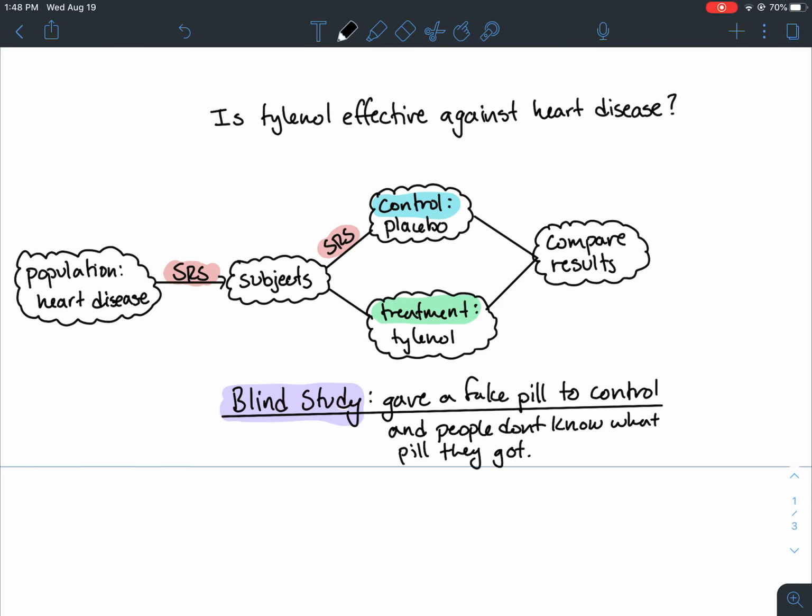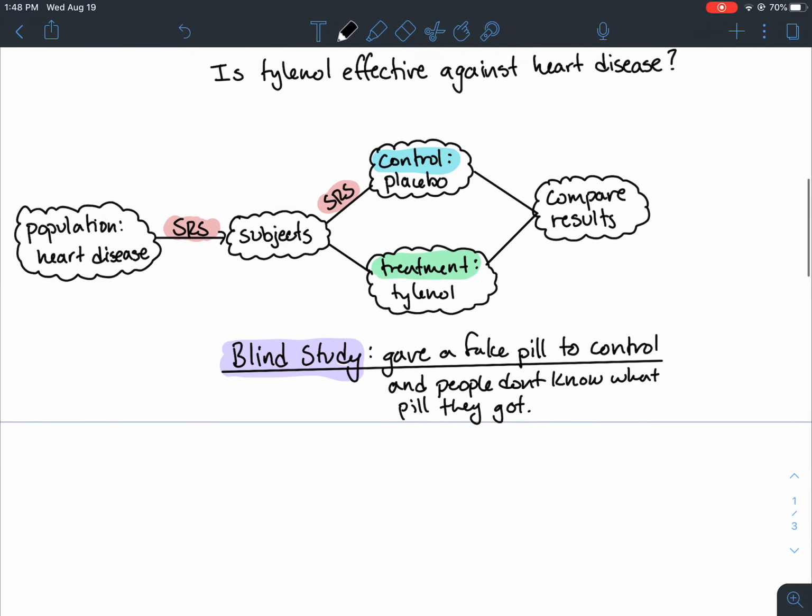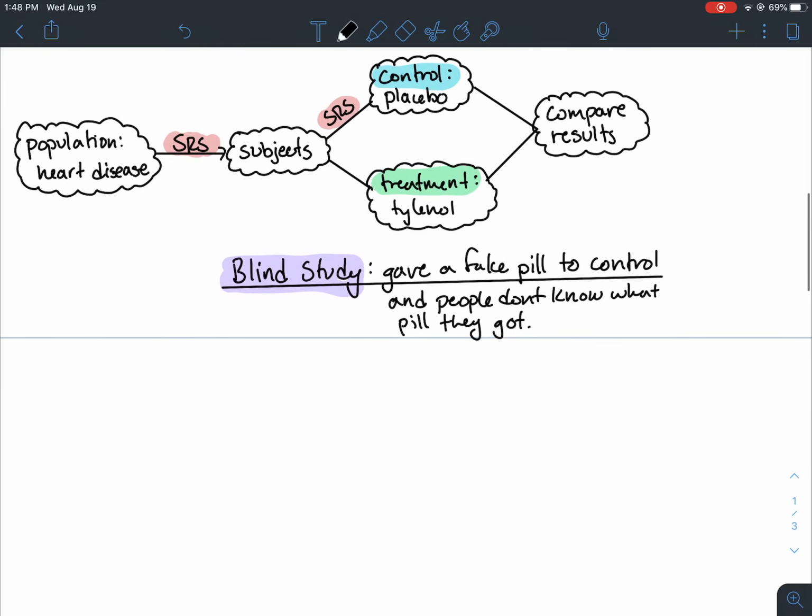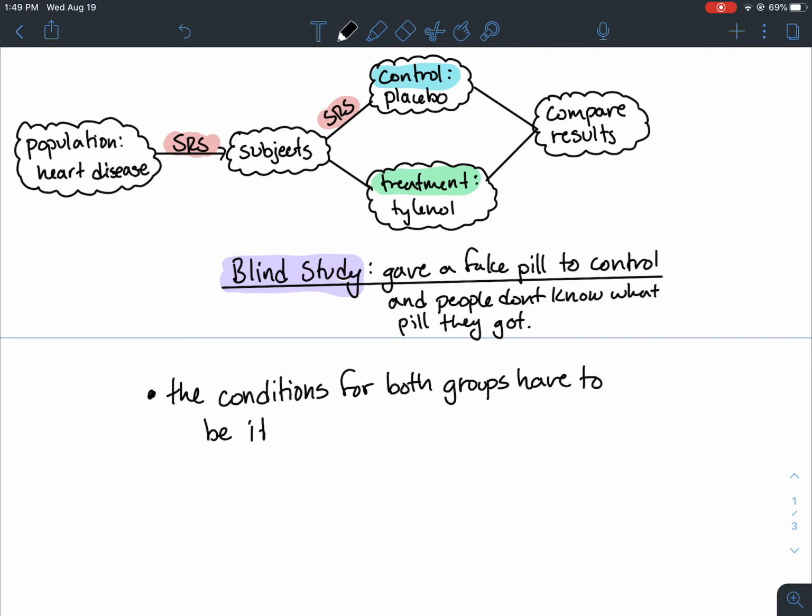So this all allows us to be able to figure out, is Tylenol effective against heart disease? And we'll have to do a whole bunch of comparing and looking at the results and seeing that it makes sense and that it works. Okay? The one thing we have to do, though, is, and I'm sure some of you may have already thought about it, the conditions for both groups have to be identical.